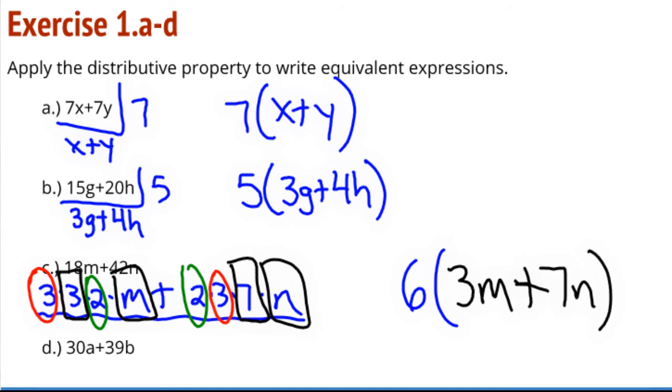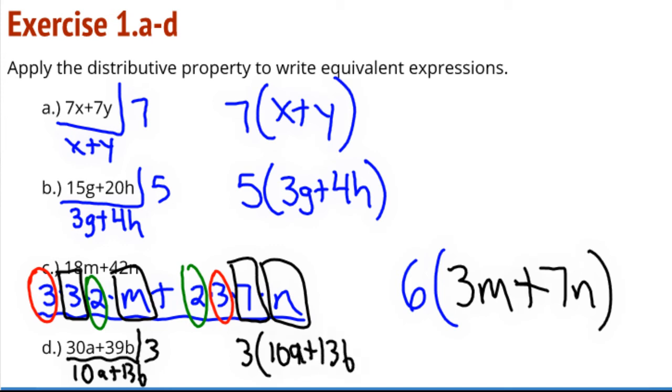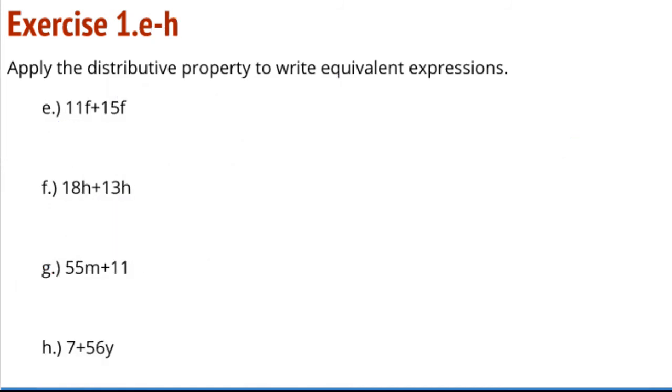All right, taking a look here, I can see that those are both divisible by 3. That'll leave me with a 10a and a 13b. So 3 times 10a plus 13b. All right, I'm going to let you figure out E through H. I've shown you two different methods. Once again, I cannot emphasize, if you need to go through the prime factorization process, you do it.